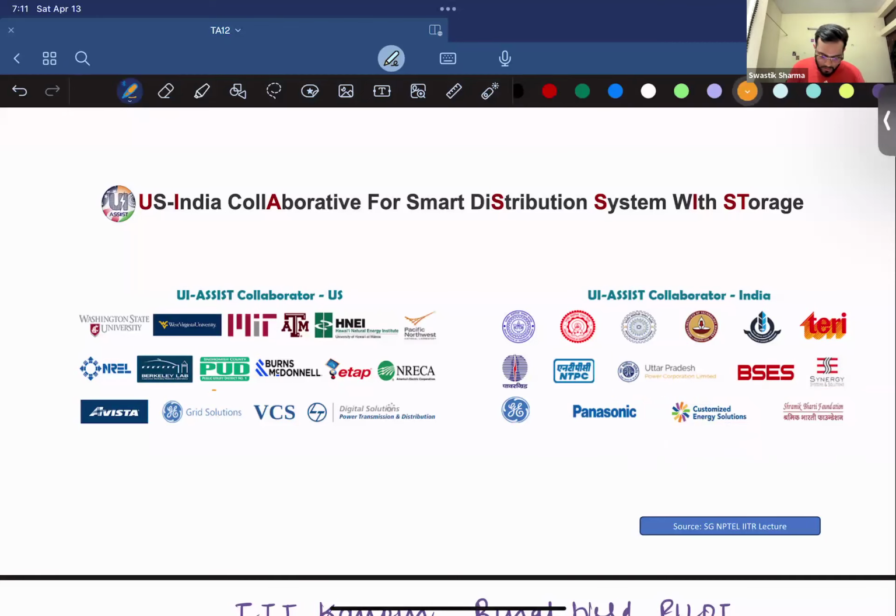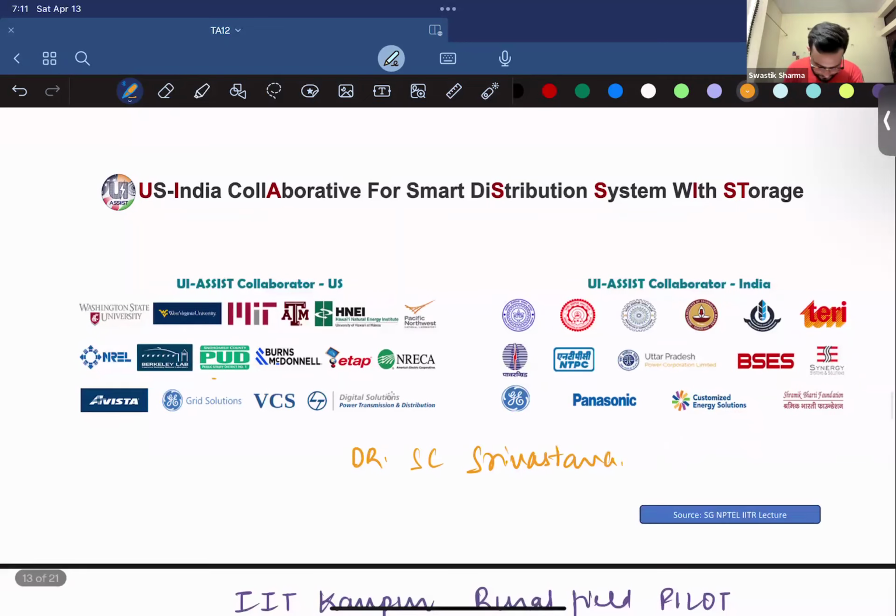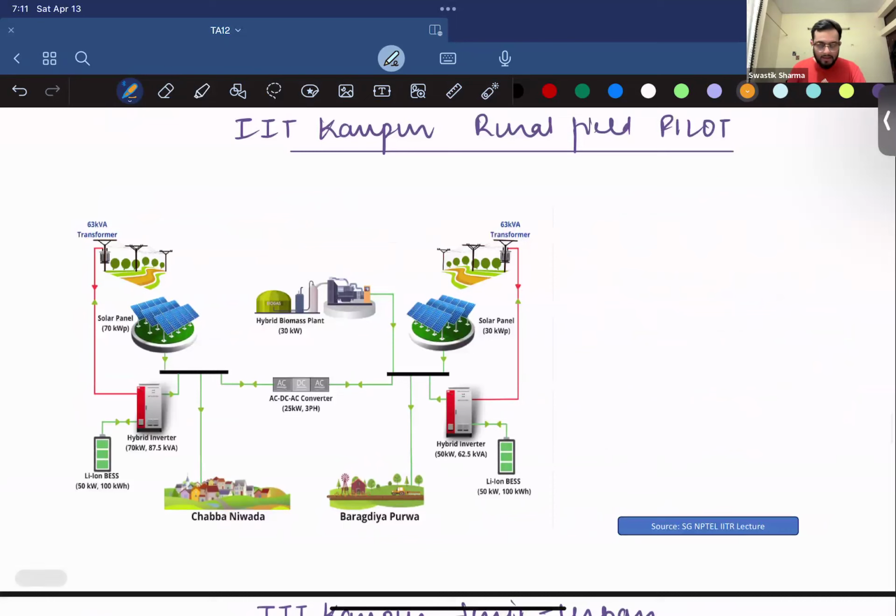I don't know if you've heard of Dr. S.C. Srivastav, he was the technical lead of this whole project. And in this project, what we really wanted to develop was three different kinds of pilots. One was a rural pilot, then a semi-urban pilot, and an urban pilot, in which we wanted to showcase that a smart distribution system with storage can be developed for a rural side, a semi-urban side, and an urban side.